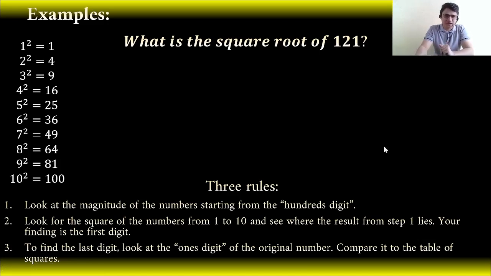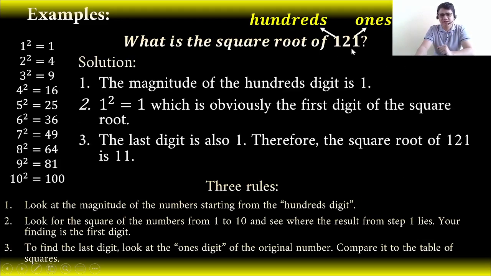The first step is to memorize the table of squares, from 1 squared to 10 squared. Of course, 2 squared is 4, for example, and 3 squared is 9, and so on. Then suppose we are asked about the square root of something. We first look at the magnitude of the numbers starting from the hundreds digit. Here, for example, we have 121.